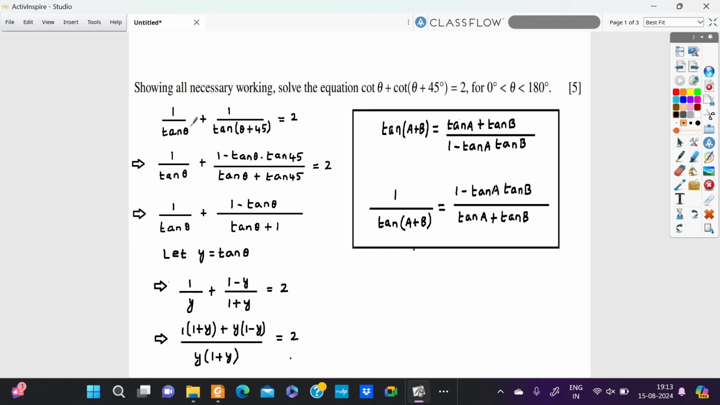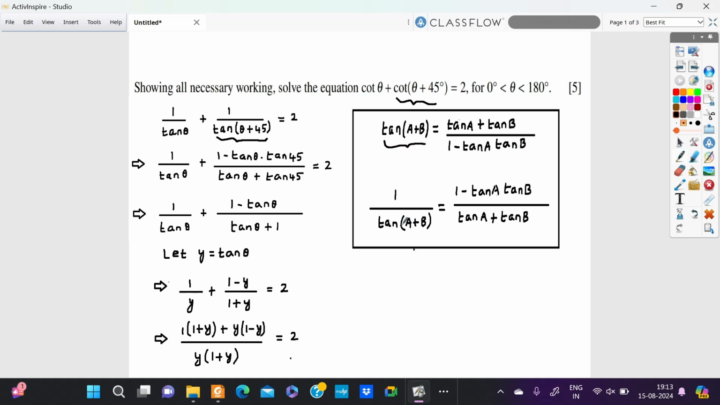Cot theta can be written as 1 over tan theta, and cot(theta + 45) can be written as 1 over tan(theta + 45), which is equal to 2. I write the first fraction as it is, 1 over tan theta, and the denominator can be expanded using tan(a + b). So tan(a + b) is tan a plus tan b divided by 1 minus tan a times tan b.